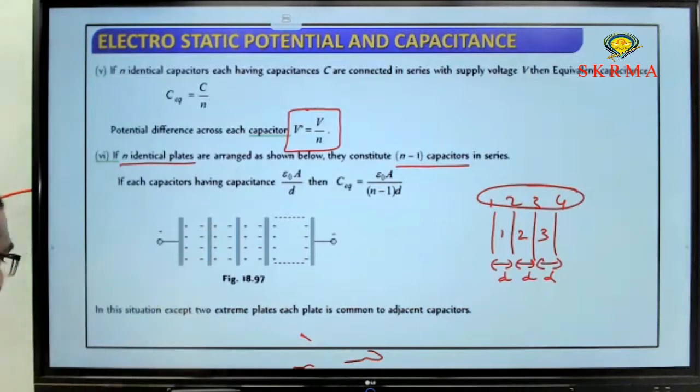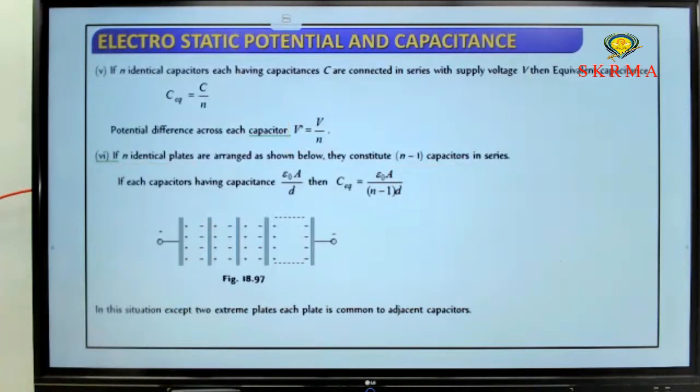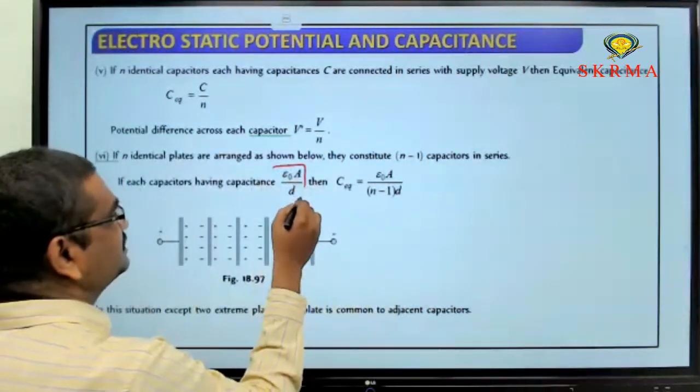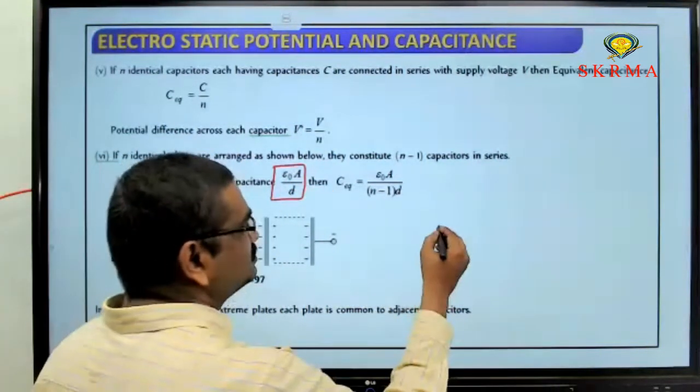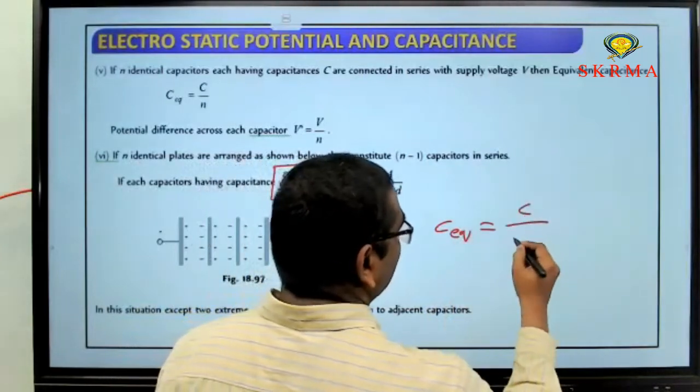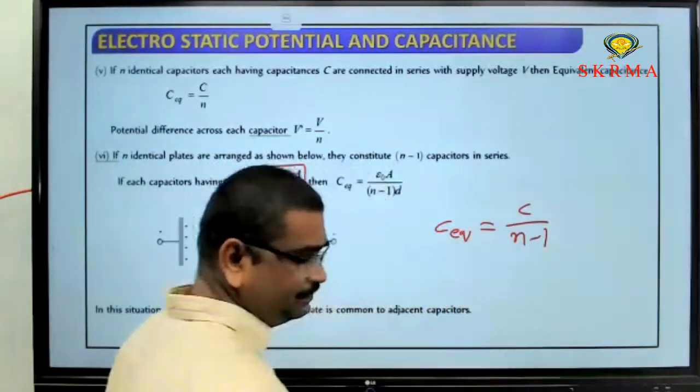Now, what is the conclusion for this one? How many capacitors are there? N minus 1 capacitors are there, each having capacitance epsilon naught A by D. So, what is the C equivalent? C equivalent equals C by n minus 1.